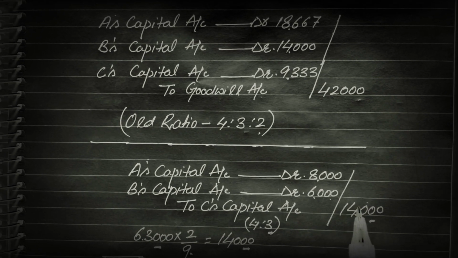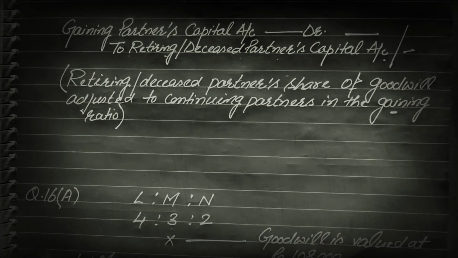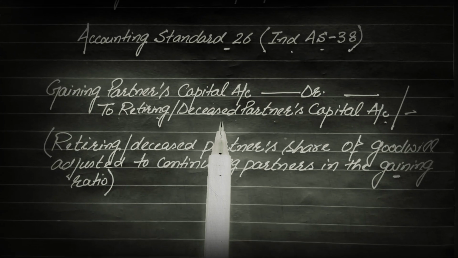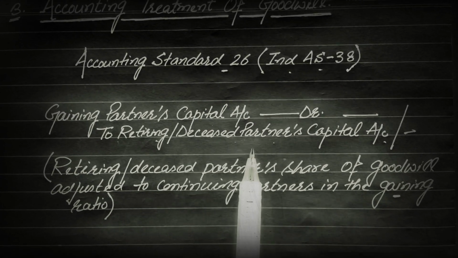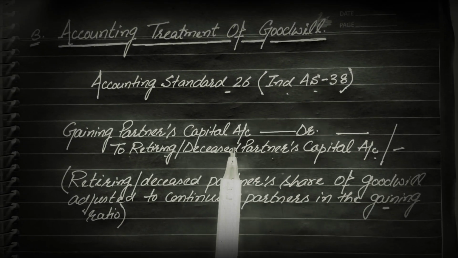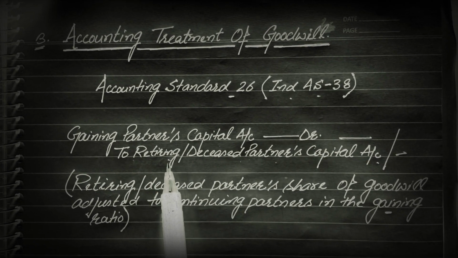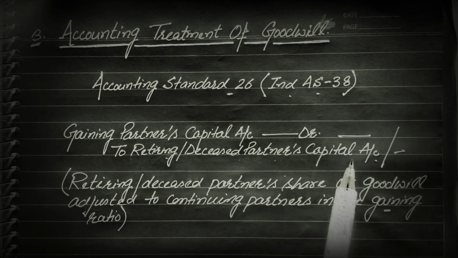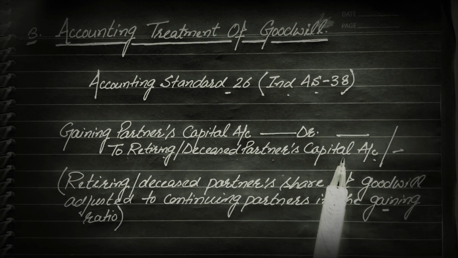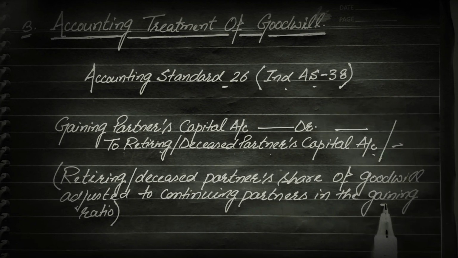Now you have to concentrate here that at the time of retirement or death there is a single treatment of goodwill, that is by passing this journal entry: gaining partner's capital account debit to retiring or deceased partner's capital account, with the retiring or deceased partner's share in goodwill and in gaining ratio.